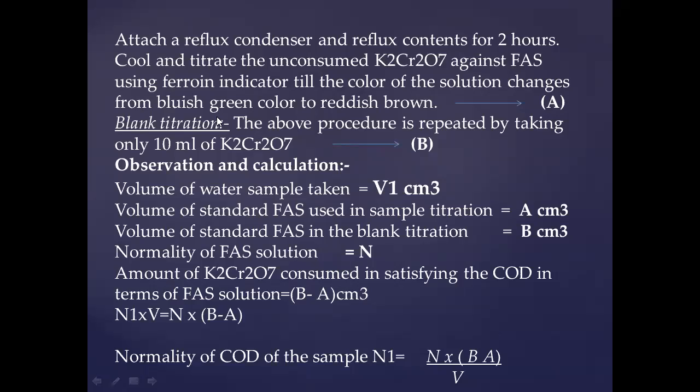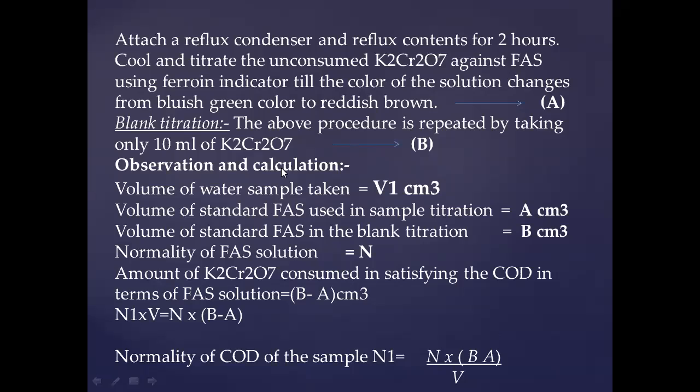Blank titration: in this, the same procedure is repeated with distilled water. We are not going to take wastewater; we are going to take distilled water. Then we add two test tubes of 2N H2SO4, 10 ml of K2Cr2O7, 1 gram of HgSO4, and 1 gram of Ag2SO4, and we connect it to the condenser and reflux it for 2 hours.